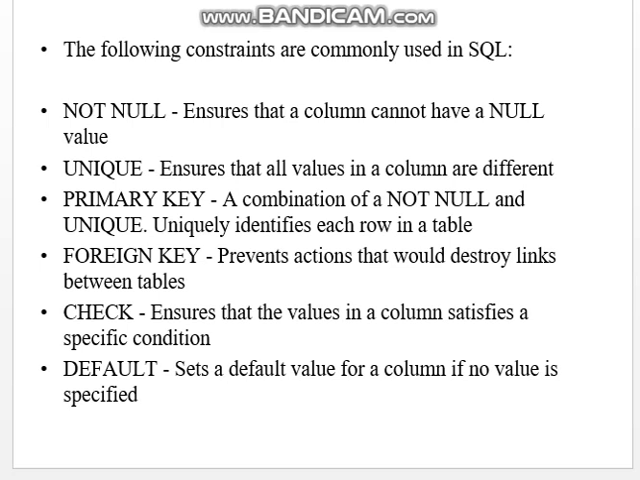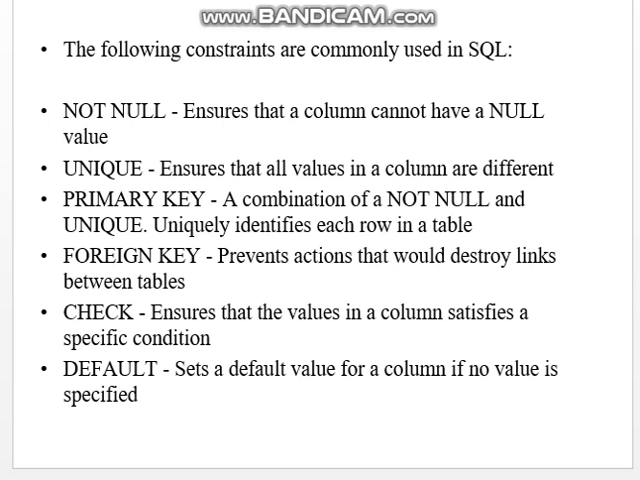Then primary key. A primary key is a combination of not null and unique. By using a primary key, we uniquely identify each row in the table. In one table we can have only one primary key.